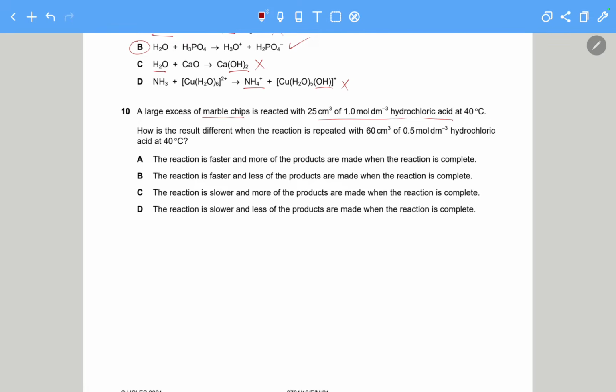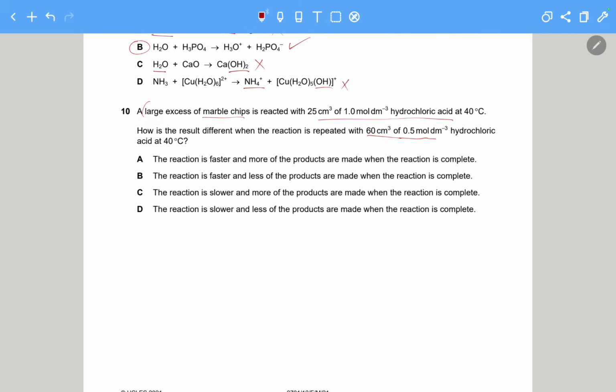Carbonate is reacting with an acid. We know what to expect. We don't know yet what the question is asking for, but at least we know what is going on in this reaction, which is very important, as then you'll be ready to answer any sort of questions. How is the result different when the reaction is repeated with 60 cm³ of 0.5 mol per dm³?